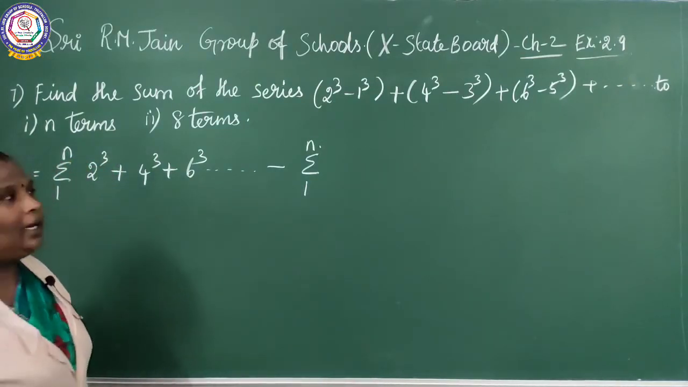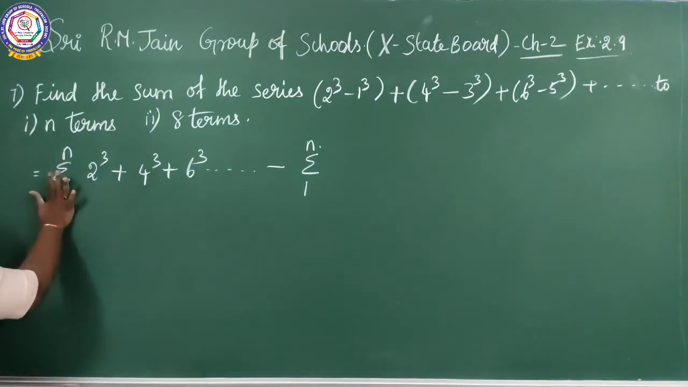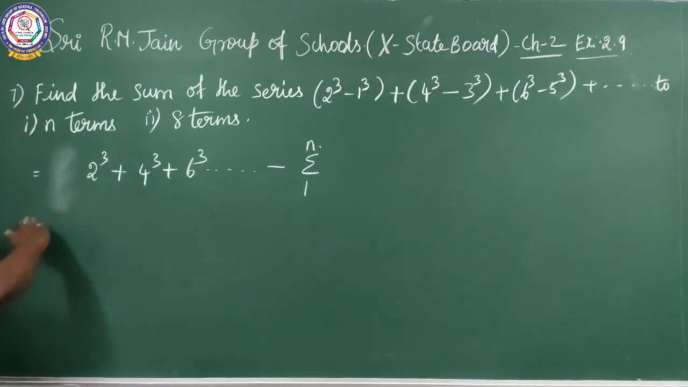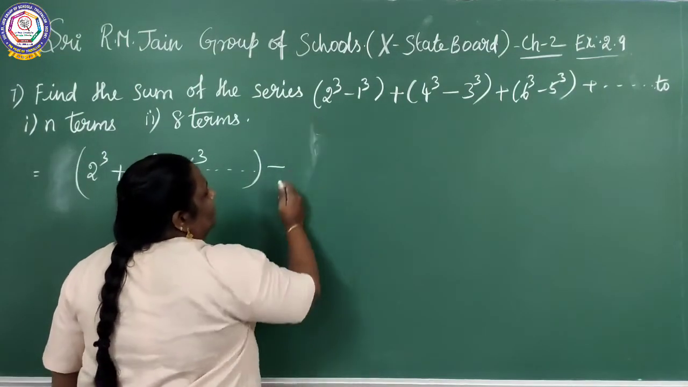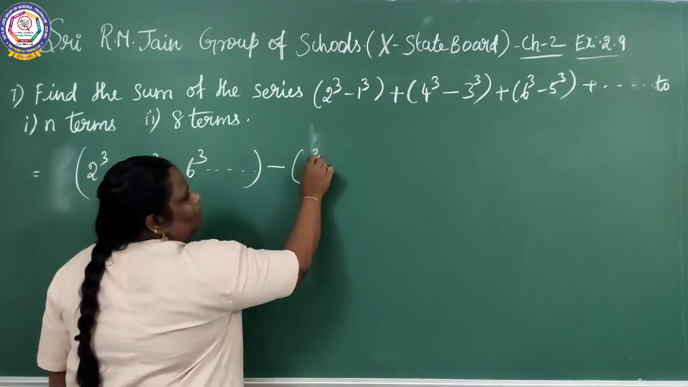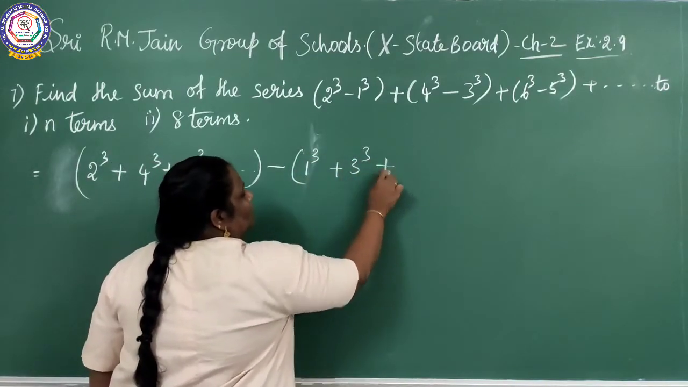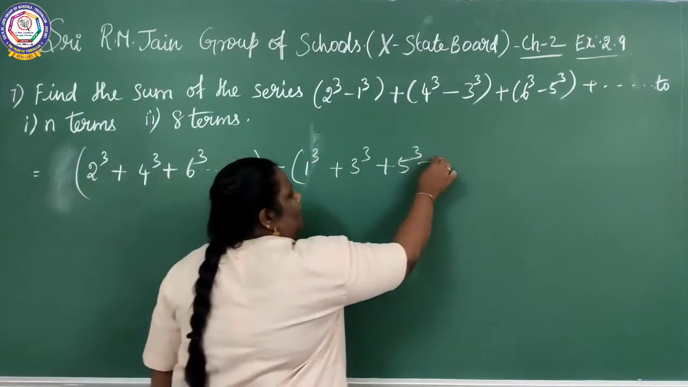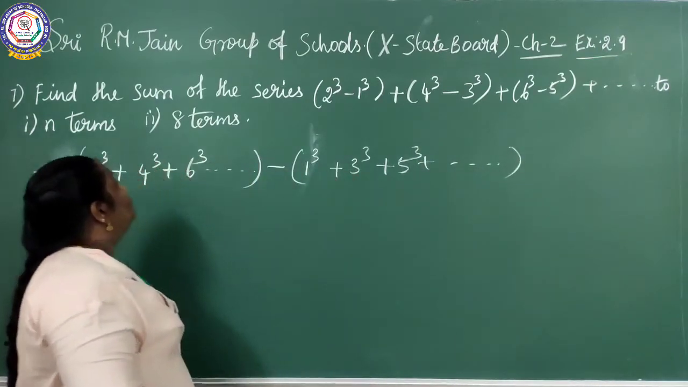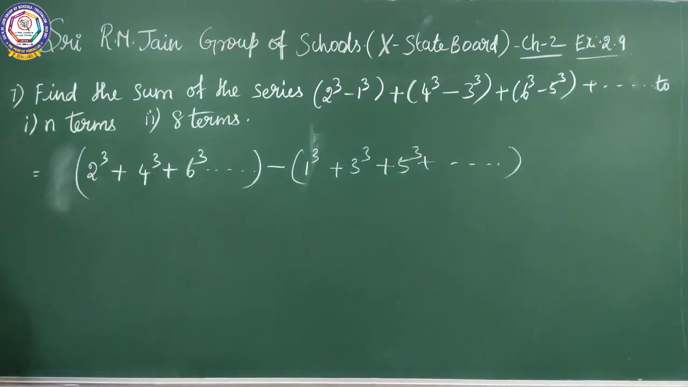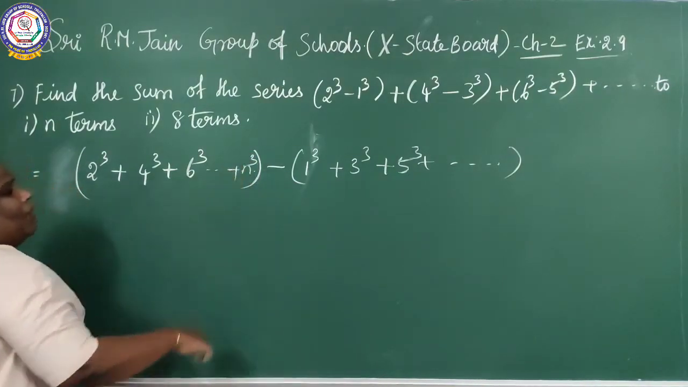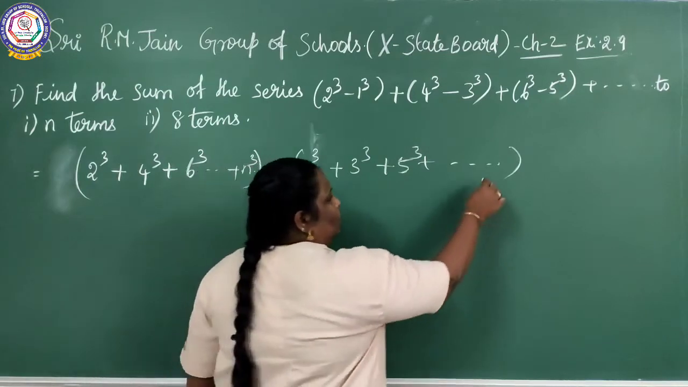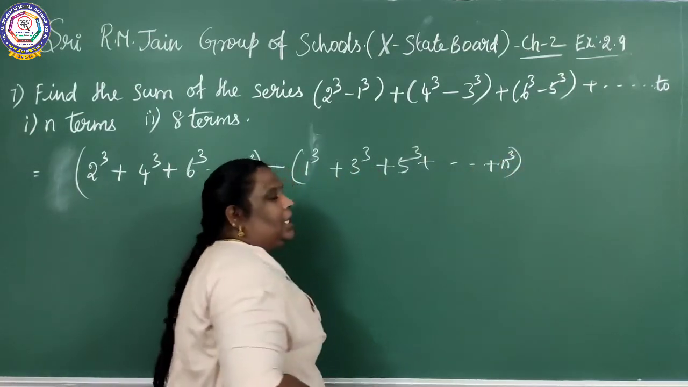You can split the term like this. See here, 2 cube plus 4 cube plus 6 cube, minus 1 cube plus 3 cube plus 5 cube plus etc. Up to the term is n cube.